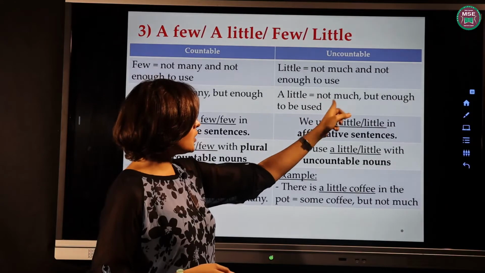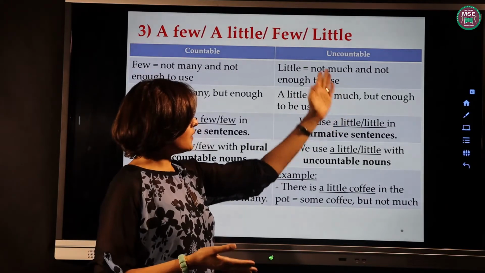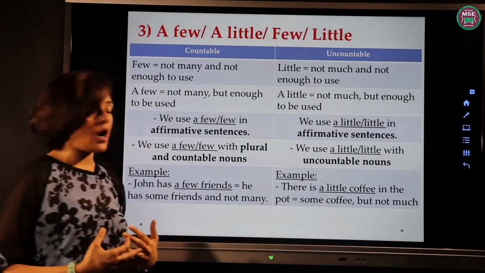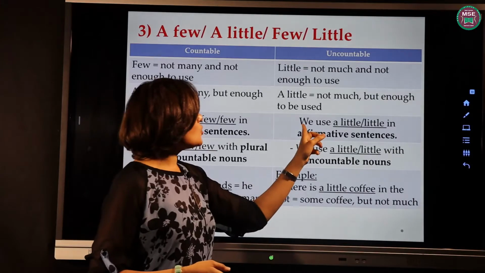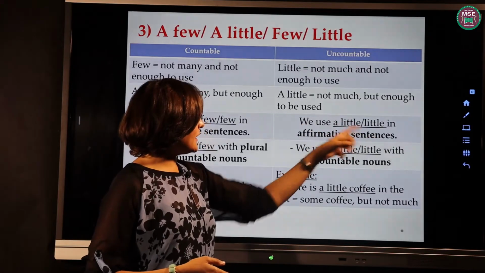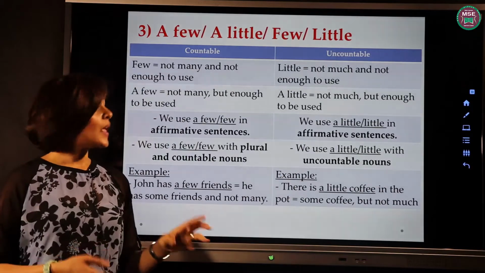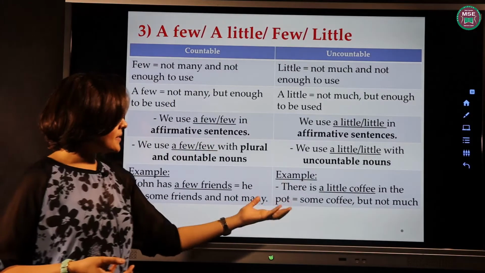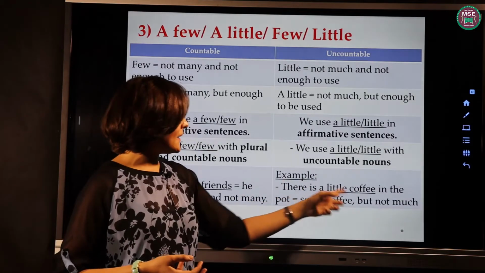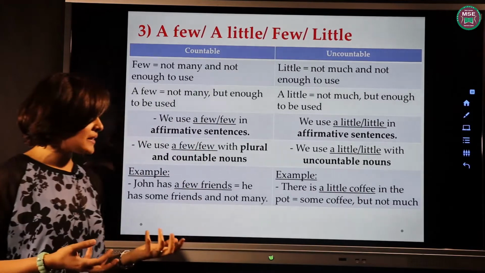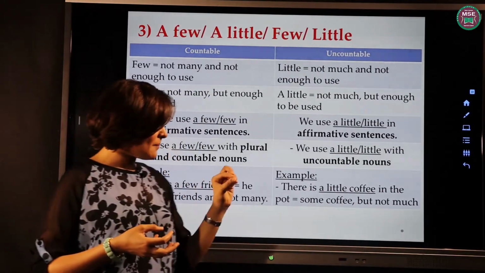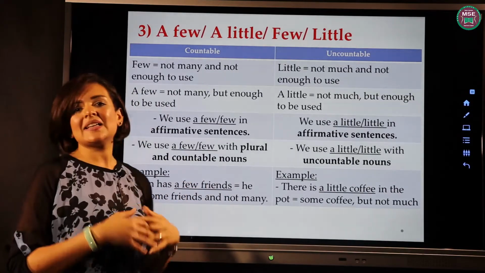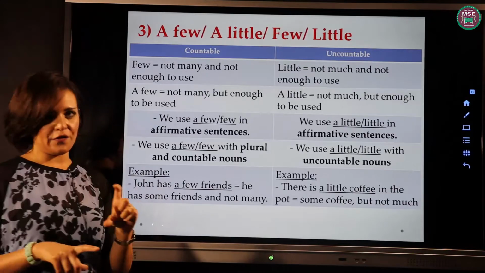So we use a little with uncountable words, and it means not much but enough, sufficient. We use a little and little in affirmative sentences, with uncountable words, and this example will explain more. There is a little coffee in the pot. It means there is some coffee, not much, but enough to make a cup of coffee.